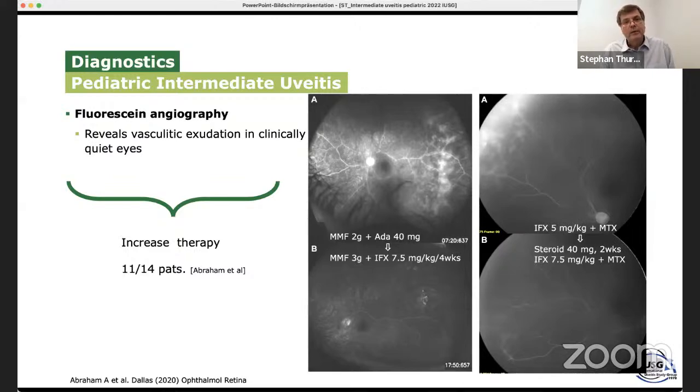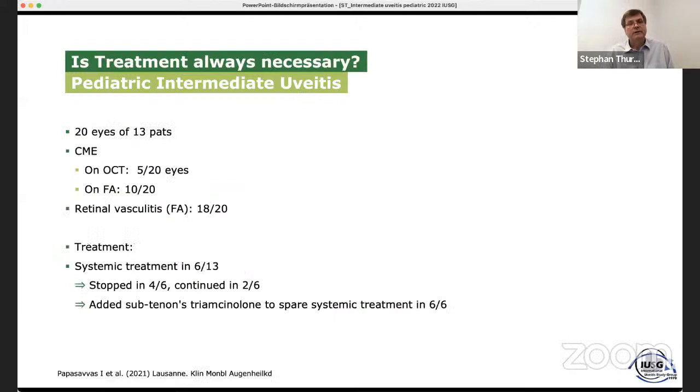I think we could probably discuss this a little later in the controversy, because in another publication from the Lausanne group, they showed that many patients who were on systemic treatment could finally reduce it, and continued only two of those six patients, adding subcutaneous triamcinolone alone to spare systemic steroid and immunosuppressive treatment, and it ended up with good visual acuity despite activity in the fluorescein score.